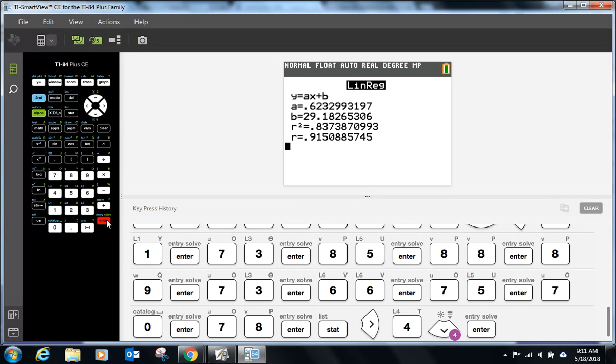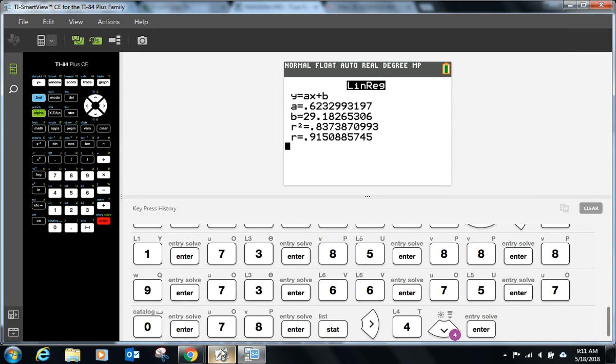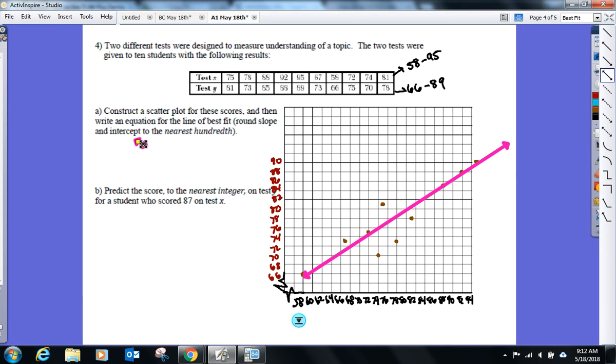All right, let me now describe what everything else means except for what the R value means. Did you notice it says round slope and intercept to nearest hundredth? Y equals mx plus b, right? Here's your A value. Here's your B value you're about to plug into the equation. So we're going to write the equation now. Y equals.